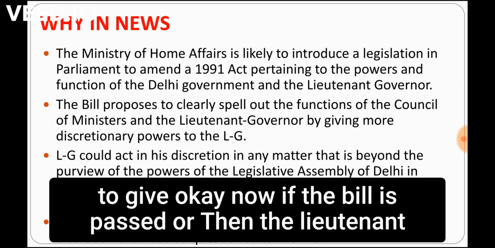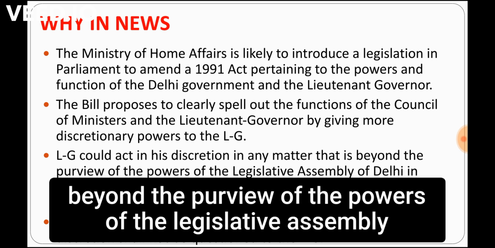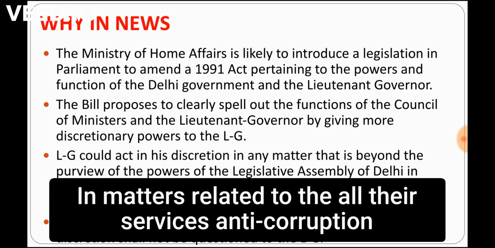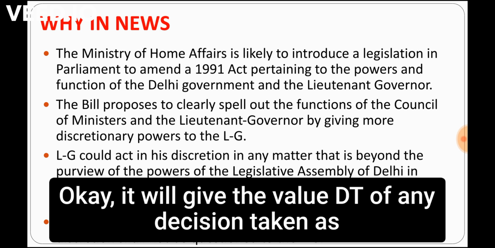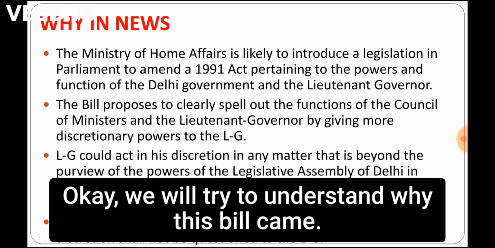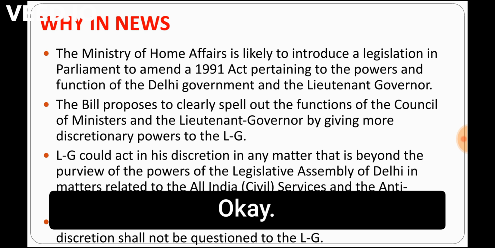Now if the bill is passed, then the Lieutenant Governor could act at his discretion in matters that are beyond the purview of the powers of the Legislative Assembly of Delhi, in matters related to the all India services, anti-corruption branch, like that. It will give validity to any decision taken at the governor's discretion, and it will not be questioned. We will try to understand why this bill came, and what is the main purpose of this bill.